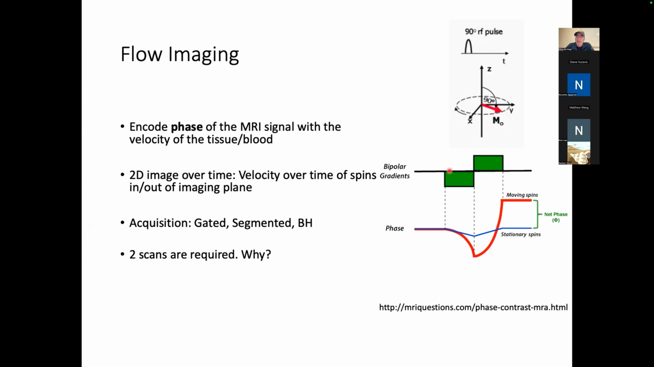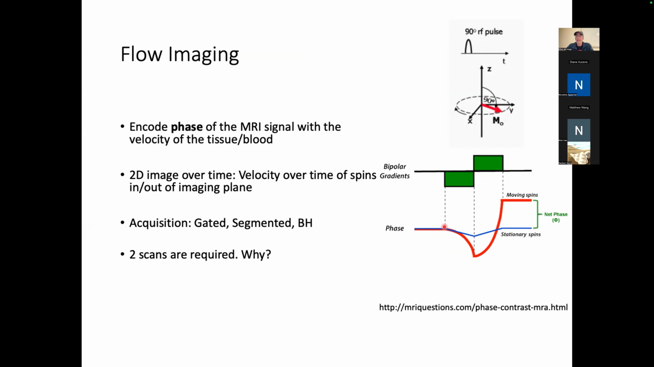If I plot the phase of a spin or a magnetization vector as a function of time along here, my phase angle, we'll say, stays constant in the rotating coordinate system, which rotates at the resonant frequency. So a magnetization vector that is at the resonant frequency in that frame of reference stays perfectly still. It doesn't change its phase over time. So there it is. It's constant over time. And then we switch on a magnetic field gradient in the negative direction.